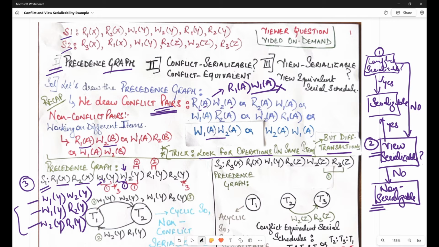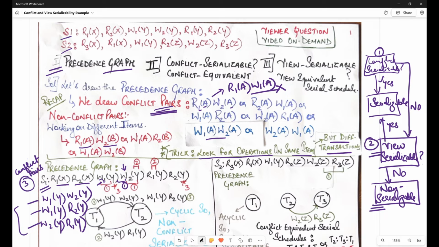This can be another GATE question. How many conflict pairs are there in your schedule, right? So you have three conflict pairs. Now the easiest part remaining is we need to plot it in the form of a precedence graph. So how do you draw the precedence graph? Again, there is a basic video on this, but let's start.